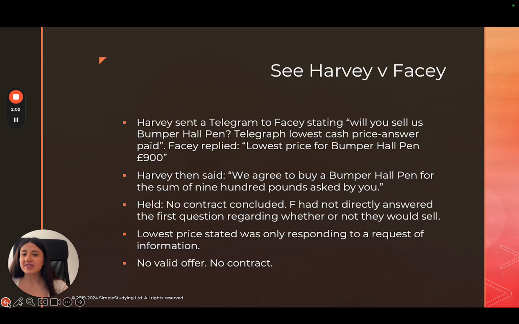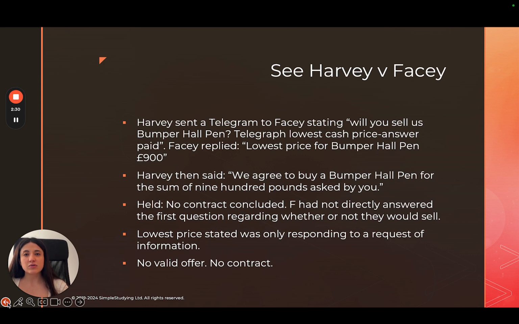Unlike offer, for invitation to treat, terms are not certain and there is room for negotiation. For example, see the case of Harvey versus Facey. Harvey sent a telegram to Facey stating, "Will you sell us Bumper Hall Pen? Telegraph lowest cash price, answer paid." Facey replied, "Lowest price for Bumper Hall Pen is £900." Harvey then said, "We agree to buy Bumper Hall Pen for the sum of £900 asked by you." It was held that there is no contract.